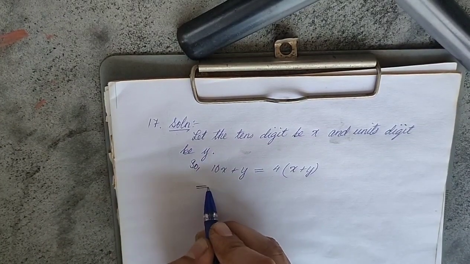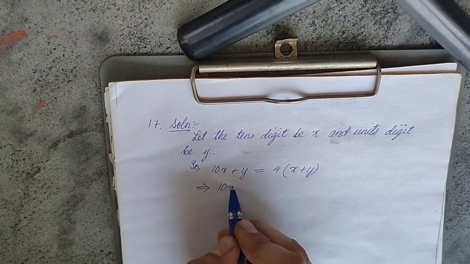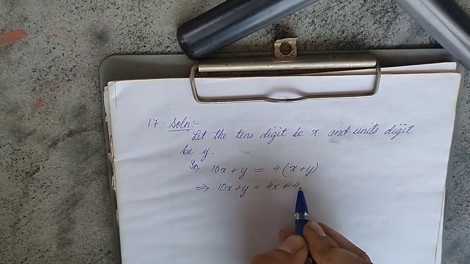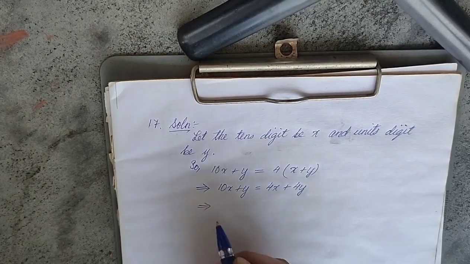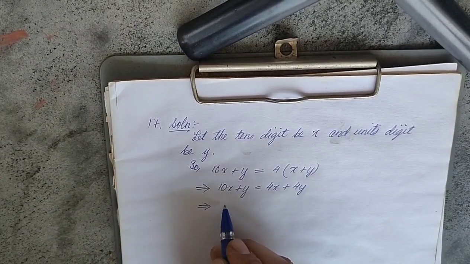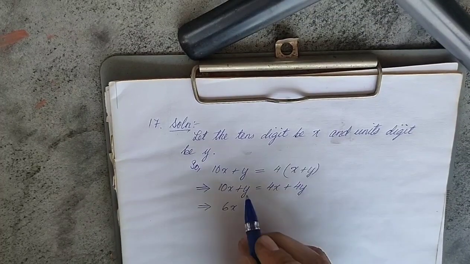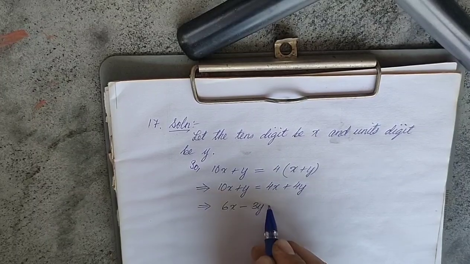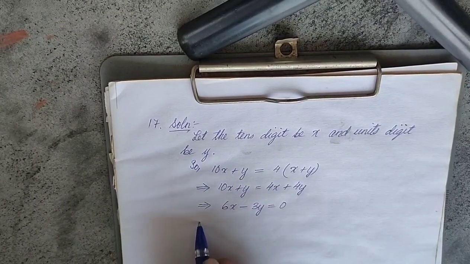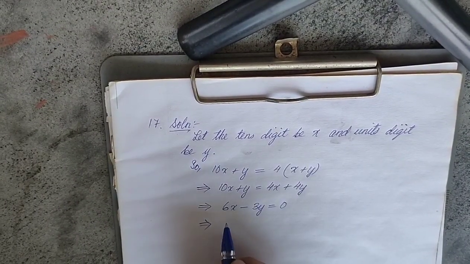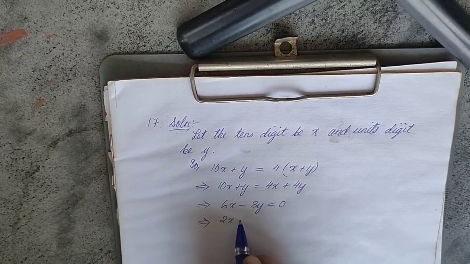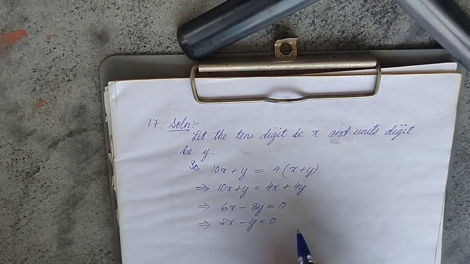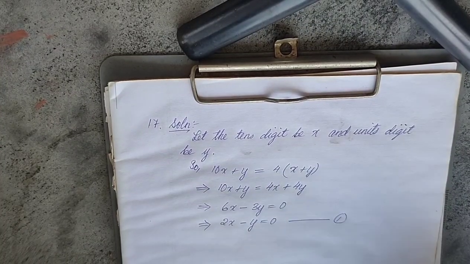So the equation is 10x plus y is equal to 4x plus 4y. Taking like terms together: 10x minus 4x is 6x, y minus 4y is minus 3y, equals 0. Dividing by 3, we get 2x minus y equals 0. This is equation 1.